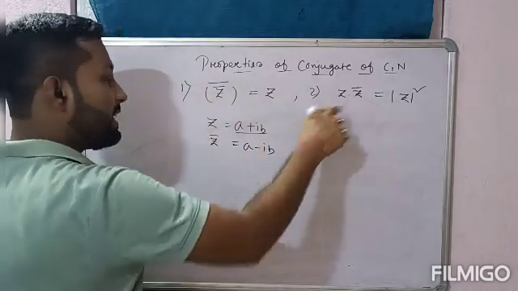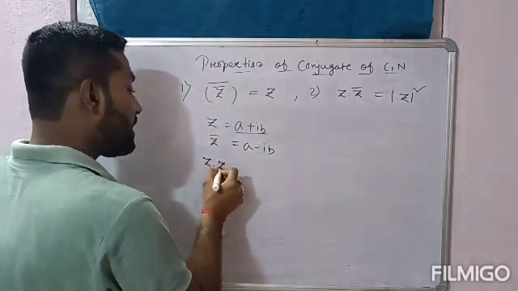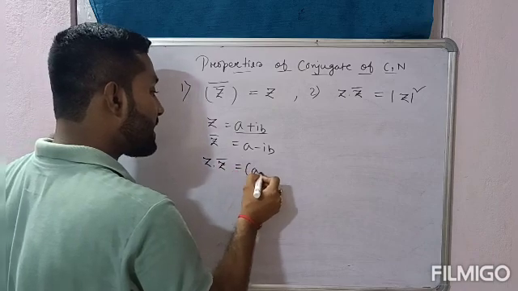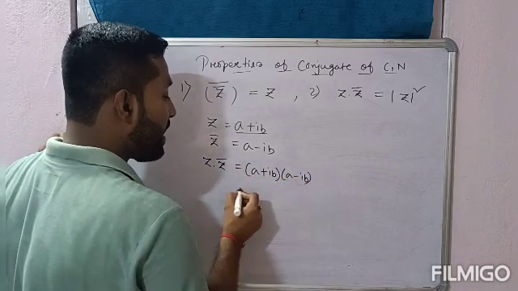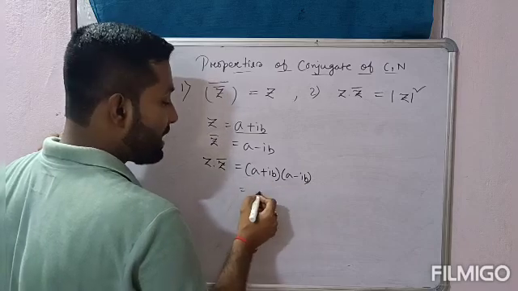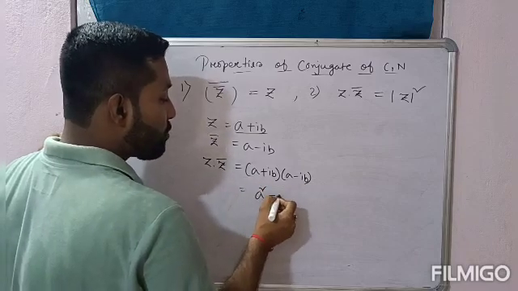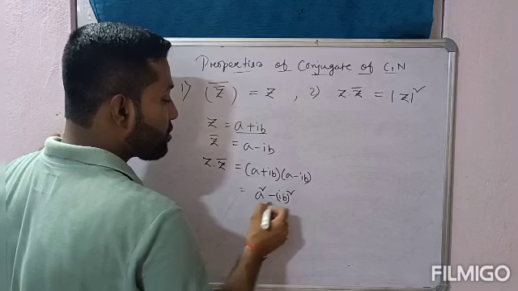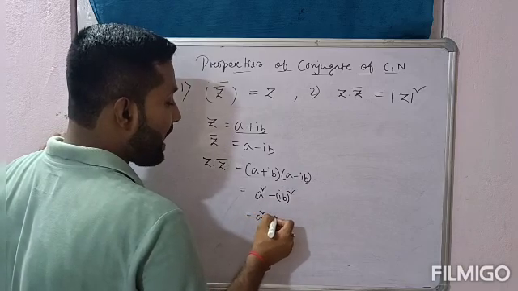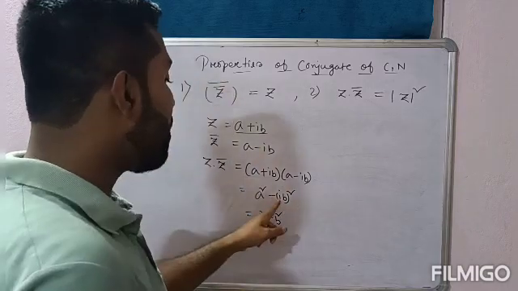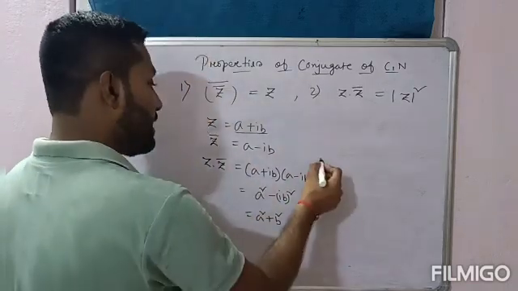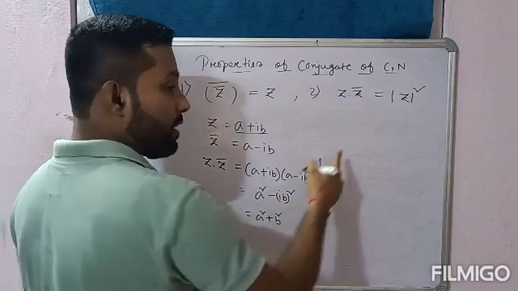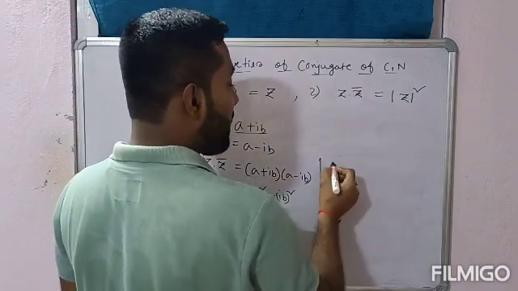Alright, so Z into Z bar, पहले लेफ्ट हैंड साइड को चेक कर लेता हूँ. Z into Z bar निकालने से क्या निकलेगा, A plus IB into A minus IB. So if I multiply A plus B into A minus B फॉर्म में है, it will be A square minus IB whole square. That is A square plus B square, because we know the value of I square is minus 1. Minus minus it will become plus. तो ये हो गया लेफ्ट हैंड साइड का वैल्यू.